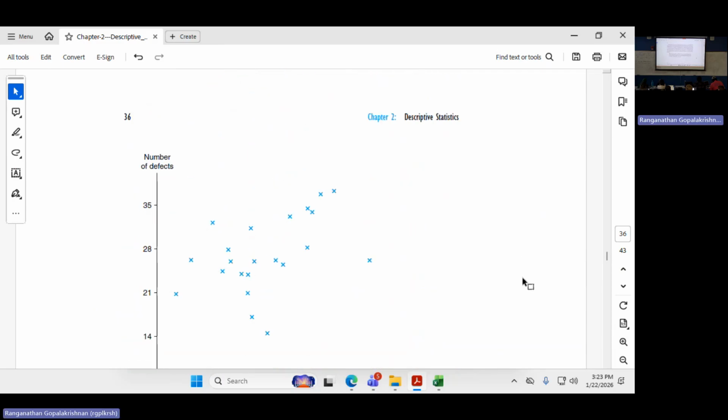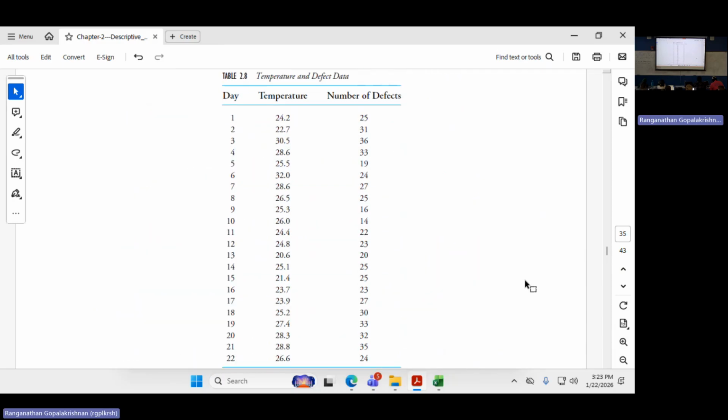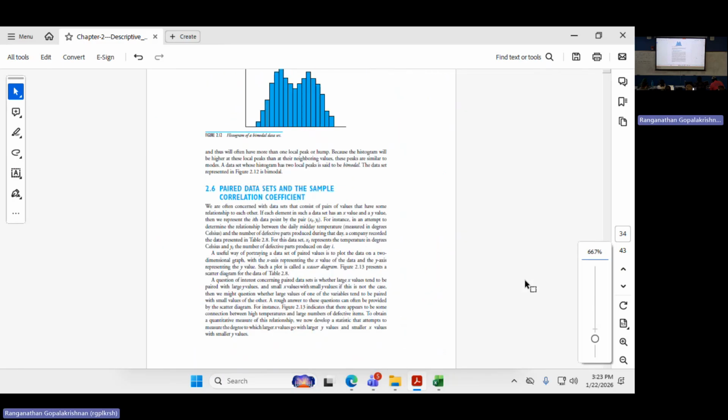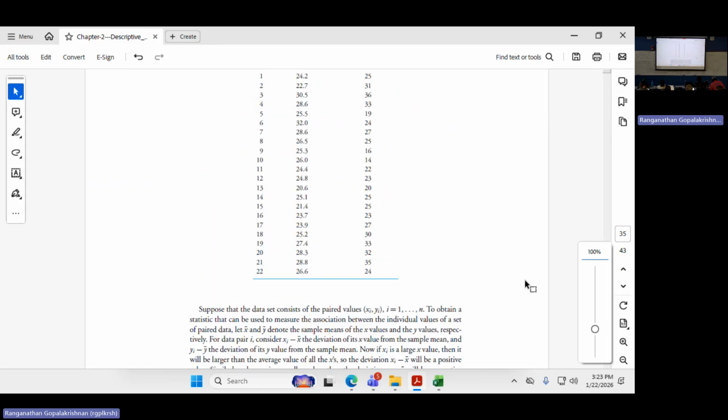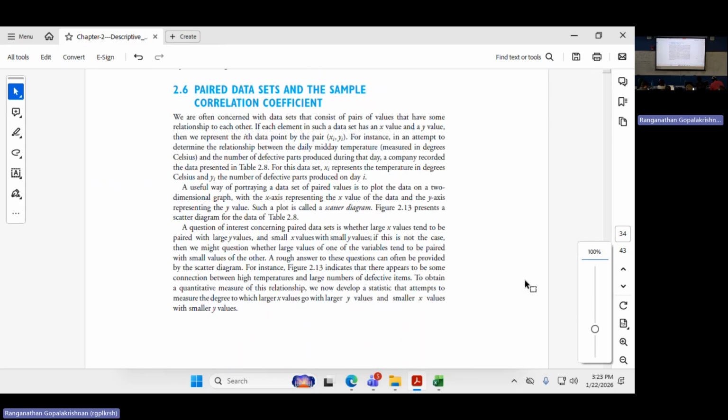Okay, so the next idea I want to introduce is that most often we have paired data sets, like quantities that kind of have a relationship with each other. So when you look at a graph, like when you see something, I'm going to turn this off probably.